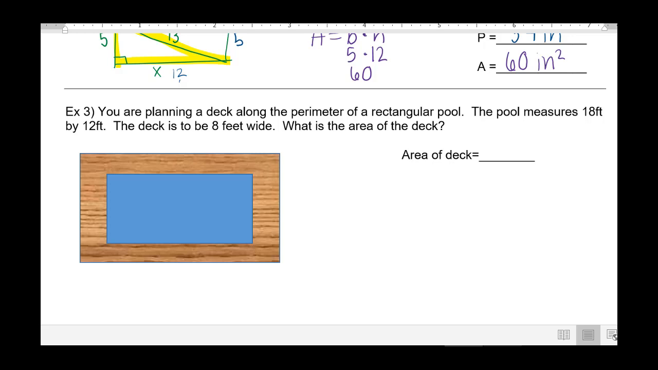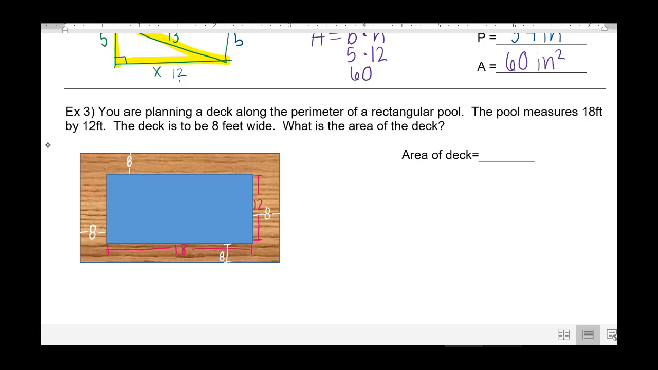So I'm going to label those lengths. I have my length of 18 for the pool, and then that 12 feet. Sounds like a small pool, to be honest. Anyways, the deck is going to be 8 feet wide. I'm going to label this in a white pen. Hopefully we can see that a little bit more clearly. So the width of that deck around the outside of that pool, 8, 8 for all of these, 8. Dealing with that whole width of the deck around the outside.